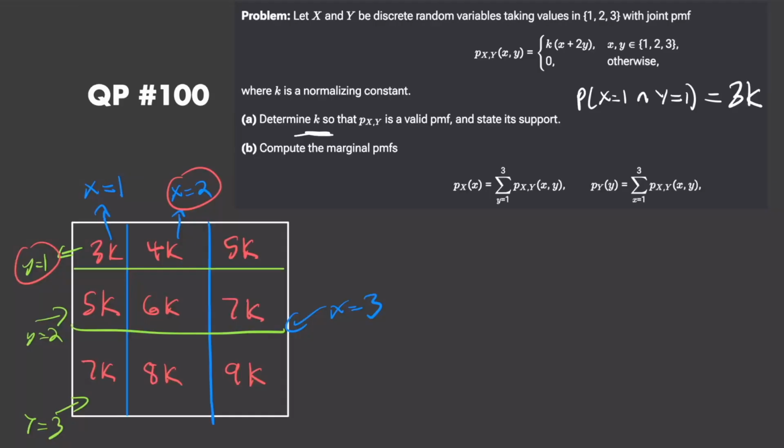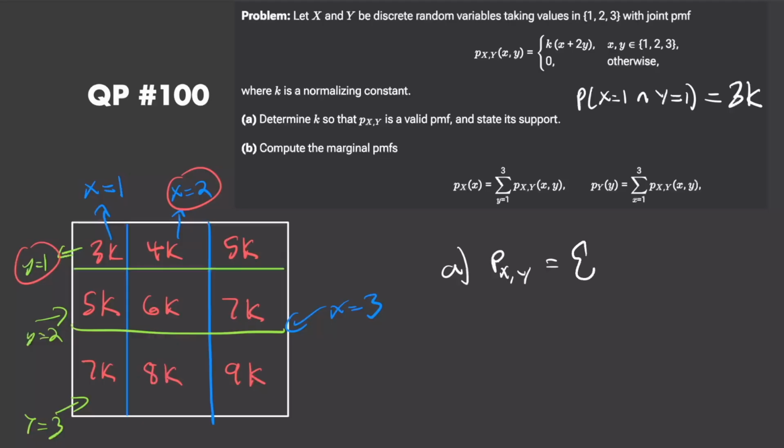Now in part A, we have to determine k so that the joint distribution is a valid PMF, and then we have to state its support. So this right here is a probability space. So for this to be a valid PMF, we have to have it such that all of these probability masses sum up to 1. And since x and y are discrete random variables, we know they partition our sample space. So that means when we take the union of all of these probabilities, that's just going to be equal to the sum of them. That's just because there can't be any intersection between these two. So inclusion-exclusion, there's going to be no intersection term.